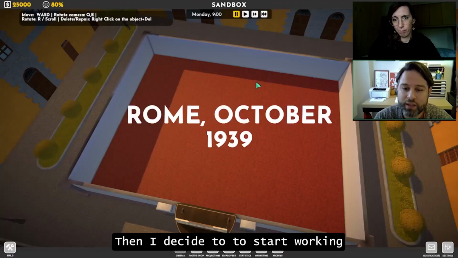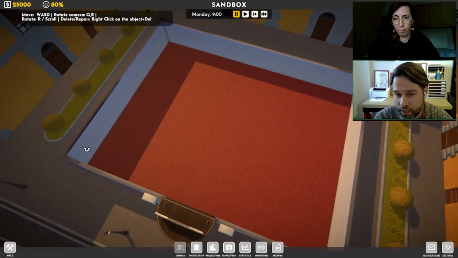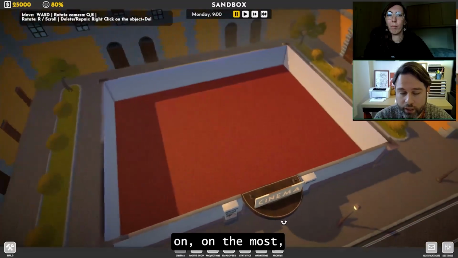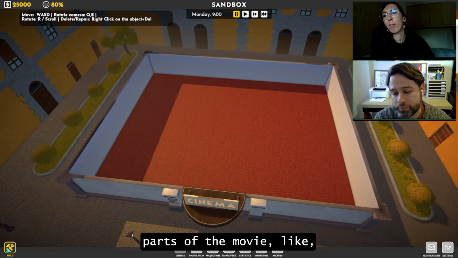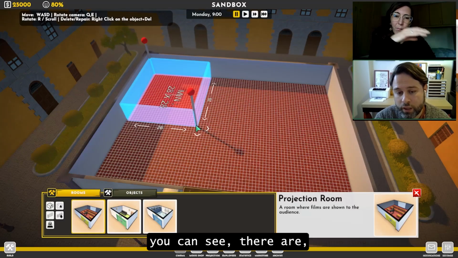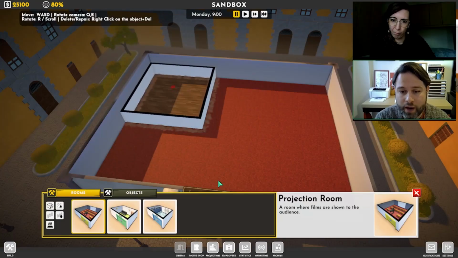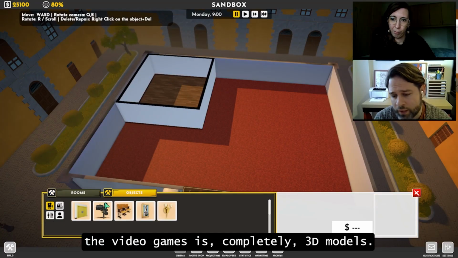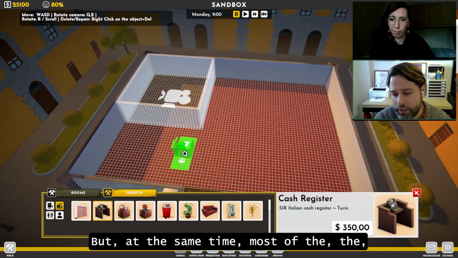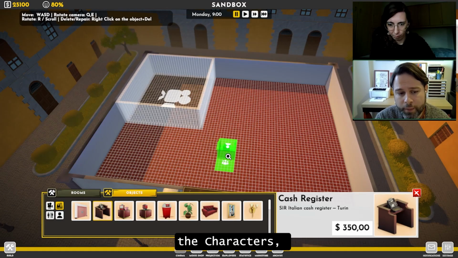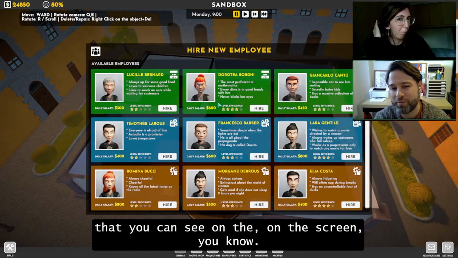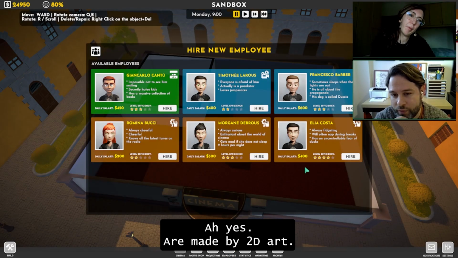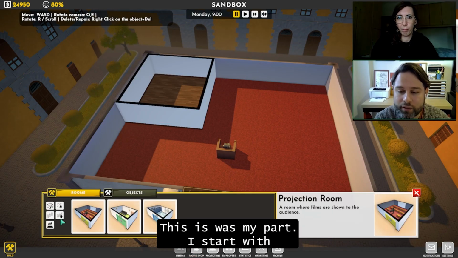Then I decided to start working on the most consistent 2D parts of the game. Like you can see, the video game is completely in 3D models, but at the same time, most of the characters and the narratives, the posters, and also some of the frames that you can see on the screen in the theaters are made by 2D art. This was my part.